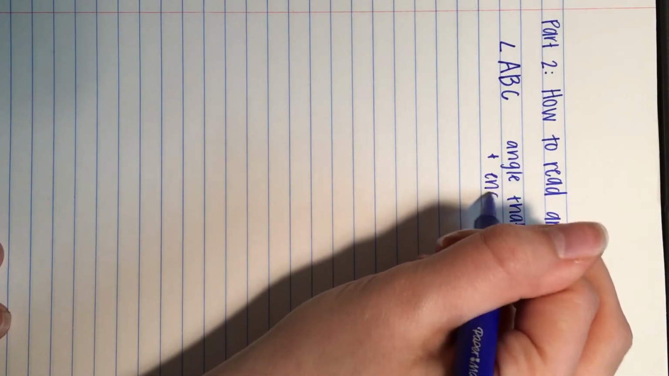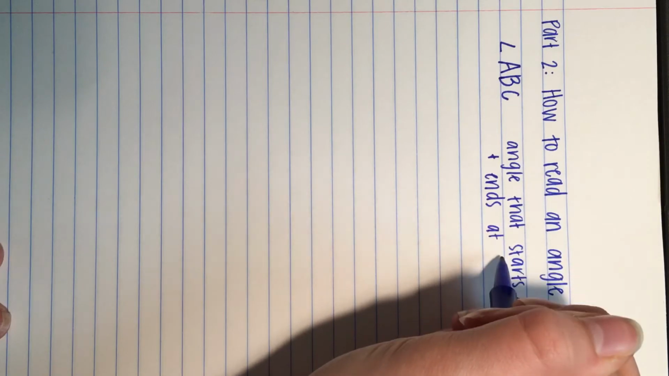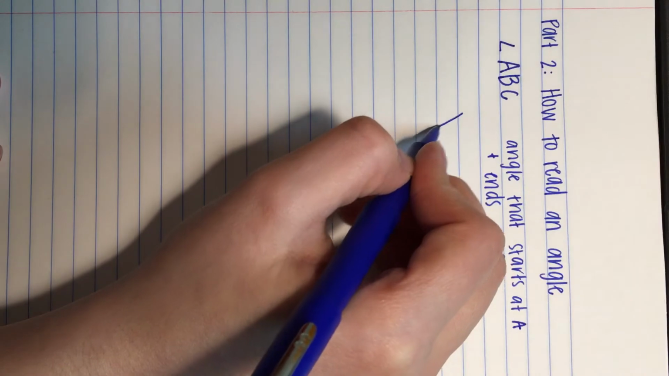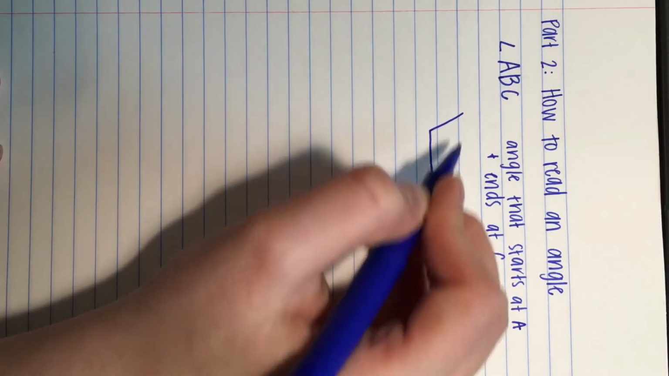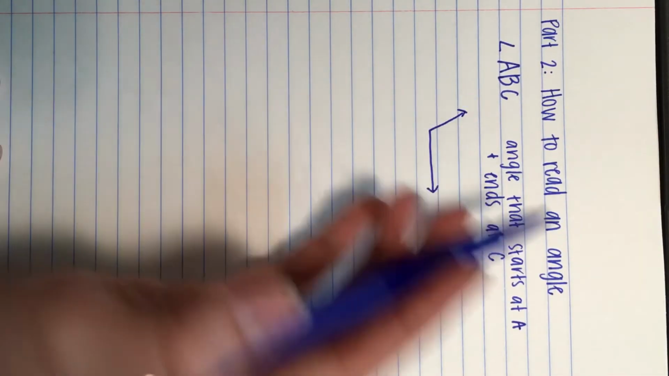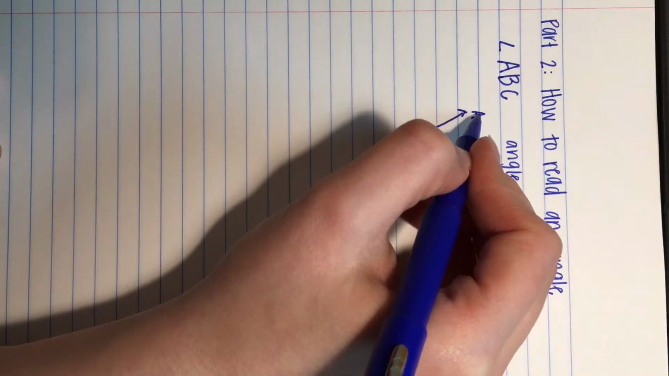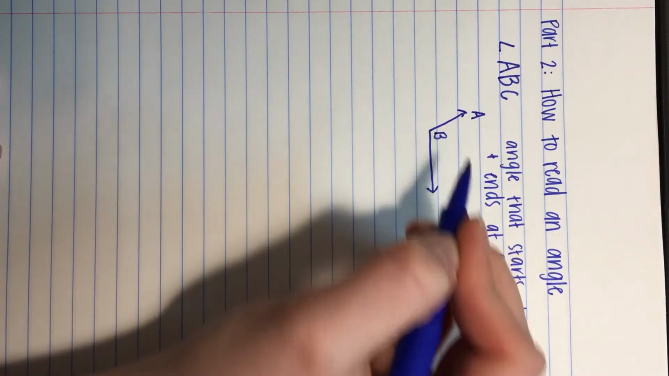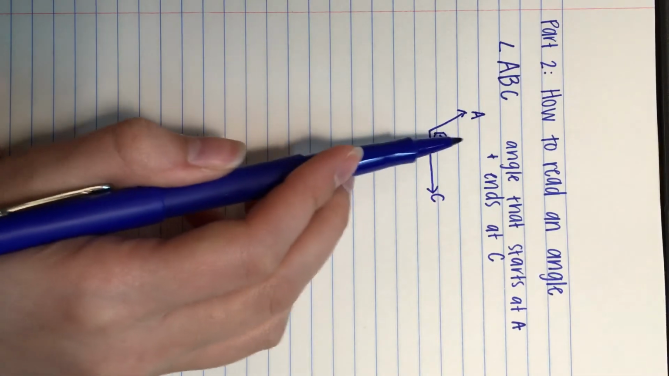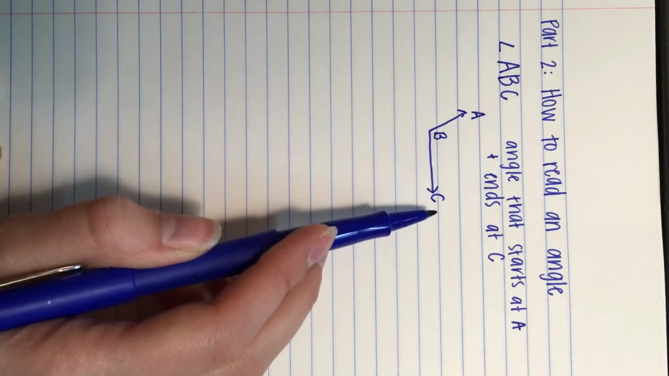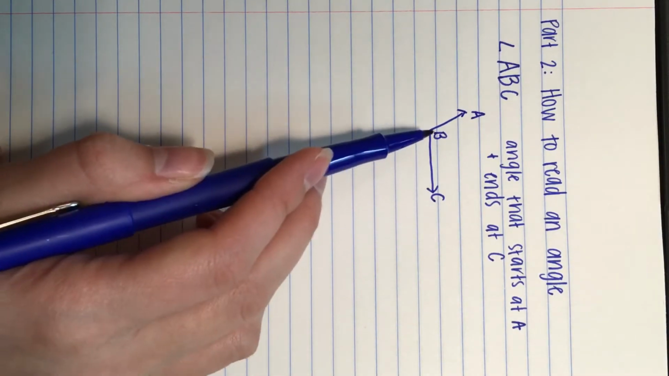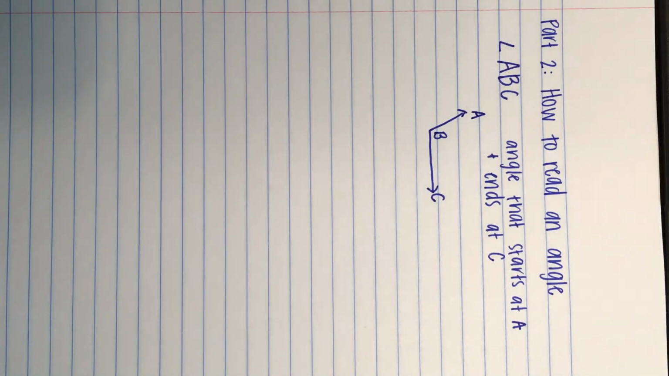starts at A and ends at C. Okay, so for example, maybe I've got an angle here. Angle ABC starts at A, ends at C. Starts at A, ends at C. So this creates our angle here. So this is the notation that we'll be using.